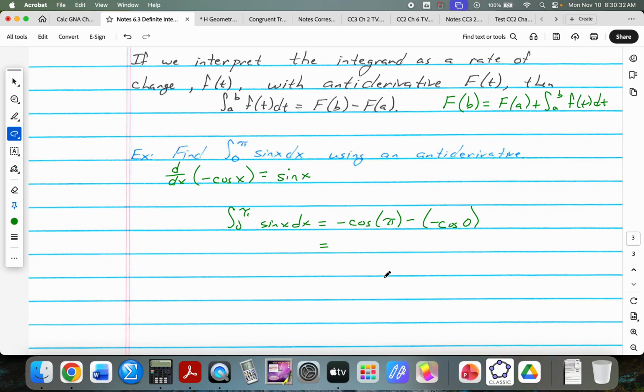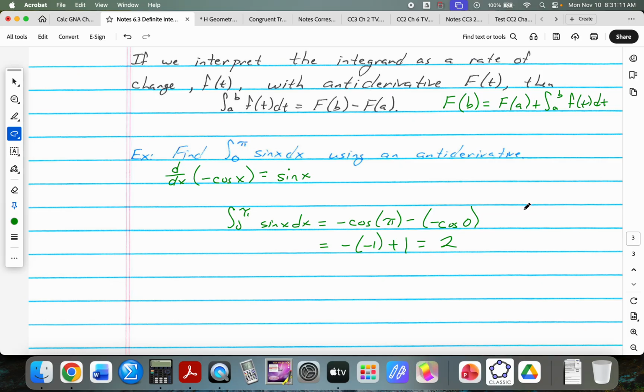What's cosine at pi? Negative 1. So this is going to be the opposite of negative 1 plus, because it's minus a negative, what's cosine at 0? 1. It's 2, which actually we had in a lesson earlier in this unit. I said, given that the integral from 0 to pi of sine of x dx was equal to 2, well, now we've shown that it really is.